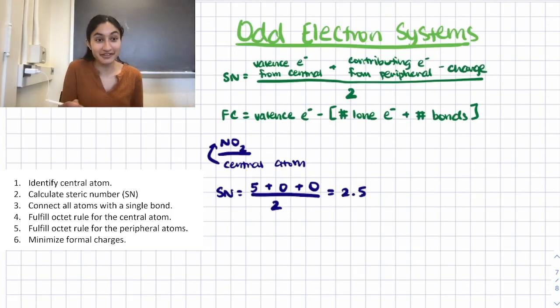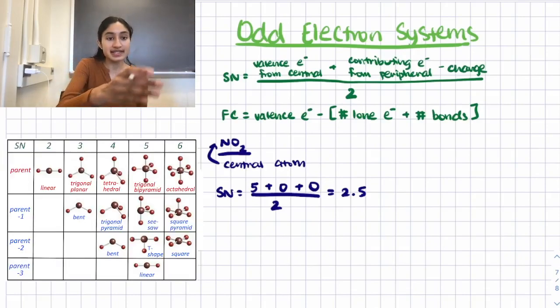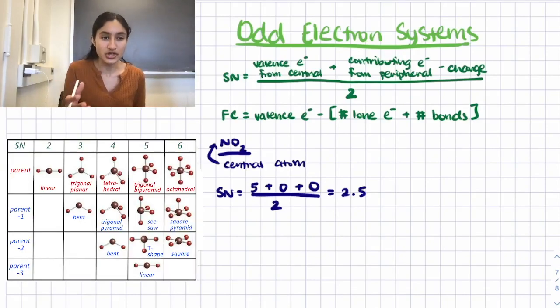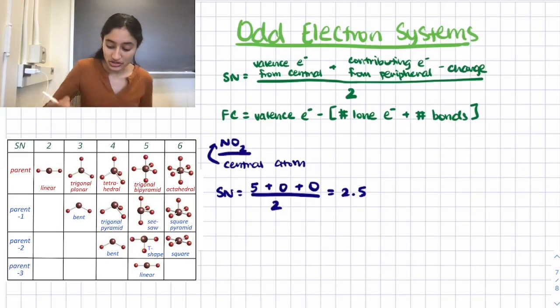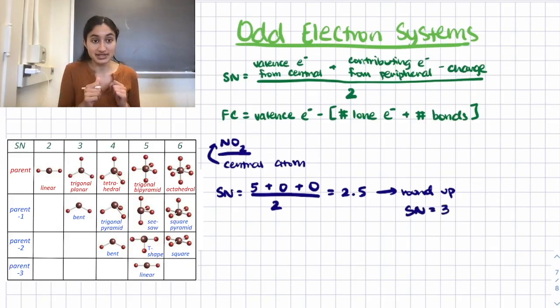Now, as soon as you see a fraction for your steric number, you should immediately think that there's a problem going on. For example, if I pull up the steric number chart, you can see that all of the steric numbers are whole numbers. So how can you tell the molecular shape if you have a fraction as your steric number? What you're going to do is round up to a steric number of 3. And we'll talk about what that means in a little bit.